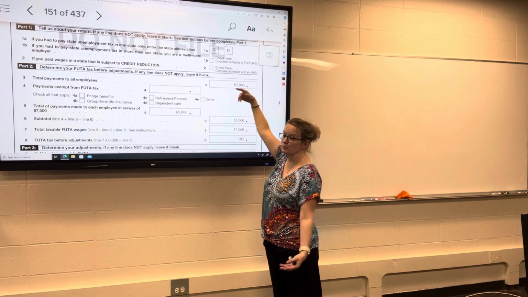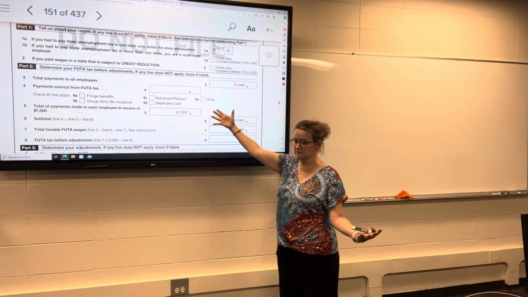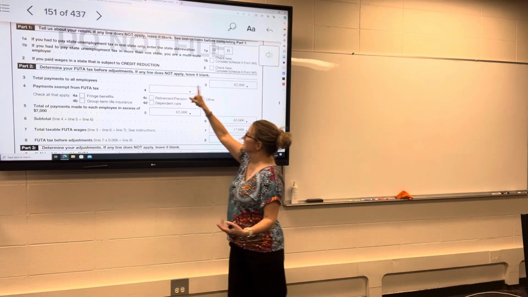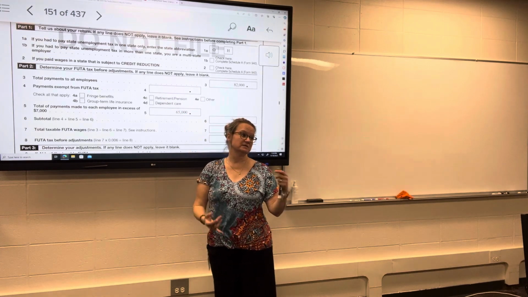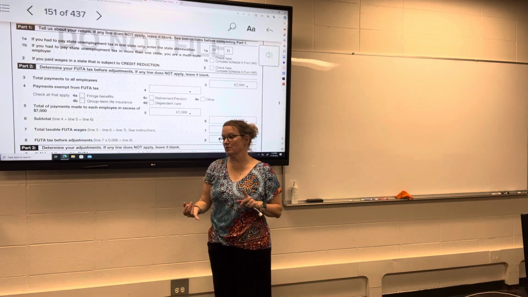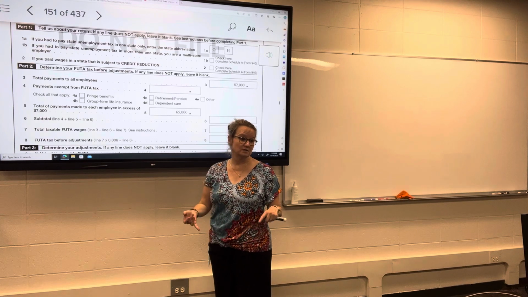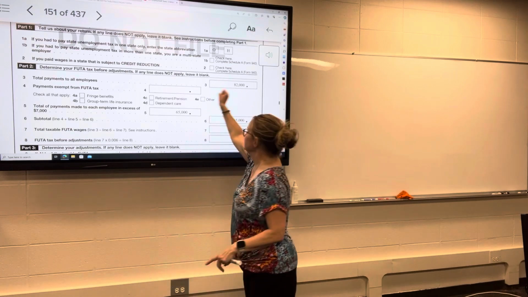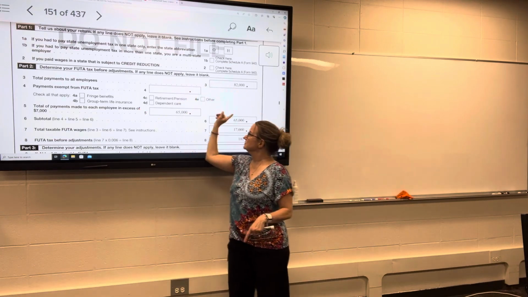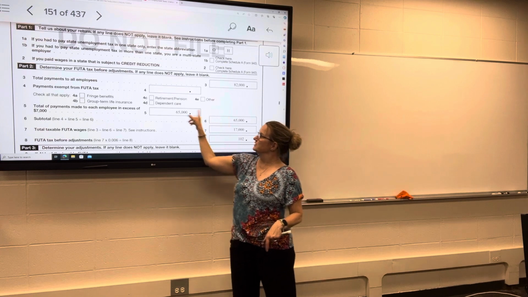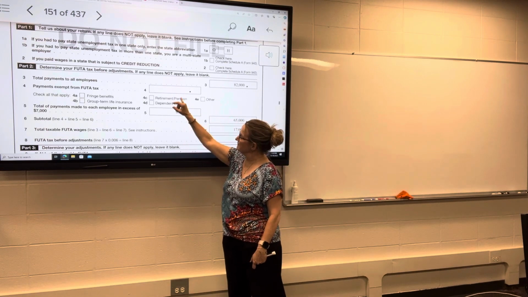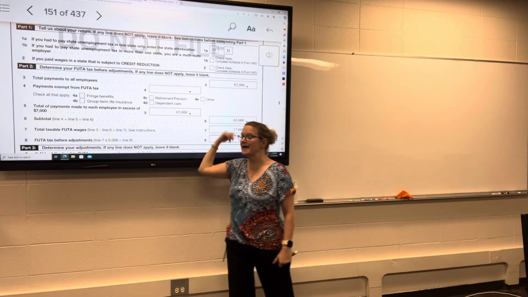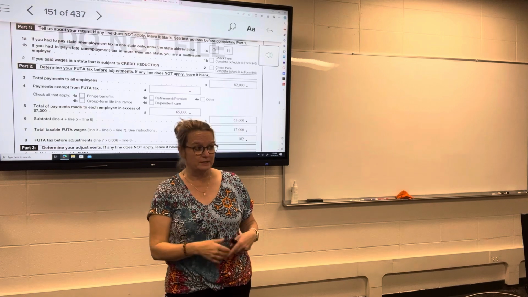Total payments, that would include all payments to employees. So not just limited to the 7,000, but everything. Payments exempt from FUTA tax, that would be things like amounts that the employees paid for health insurance, so pre-tax deductions, 401k, retirement plan contributions, that sort of thing. That would be pulled out of that, and then there's a box for indicating what type of exempt payment you're including there. And then these are payments that were made in excess of 7,000 to each employee.